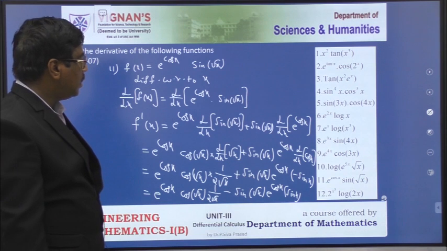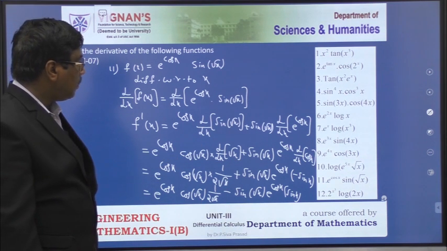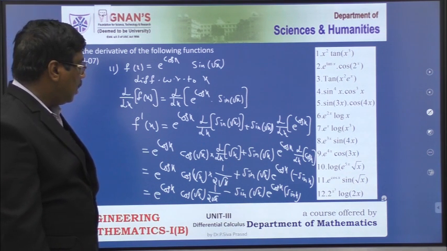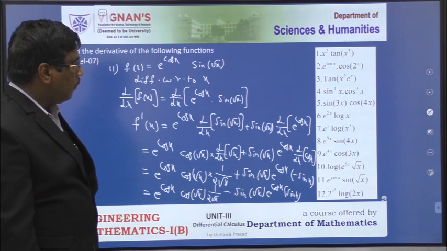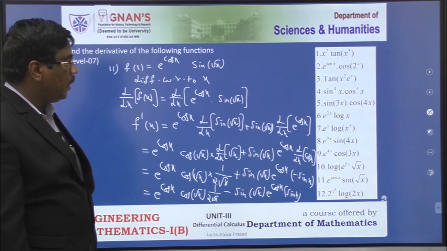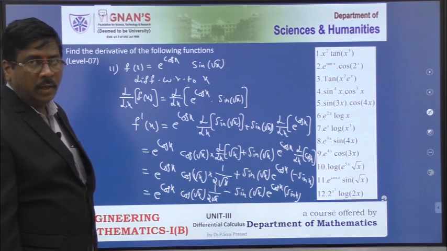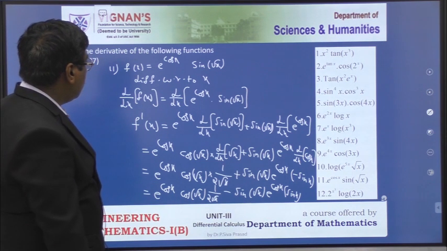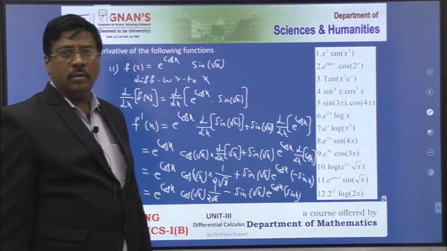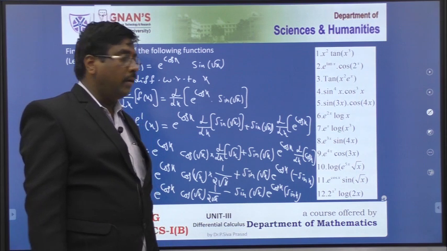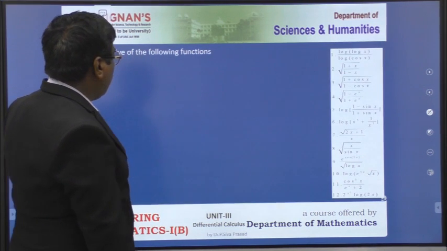Likewise, you have to complete the remaining problems that are available in our exercise. That is, log of 5 e to the power of 5x into root x. Similarly, 2 power x cube into log of 2x. You can practice these. Now coming to the next level, where the competency has to be very high. So, level number 8.